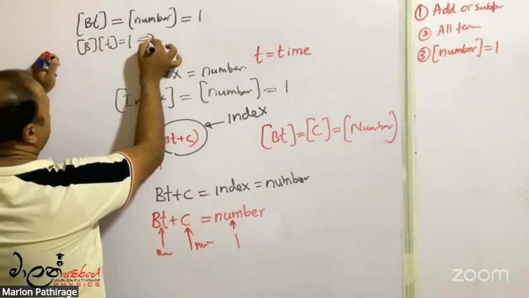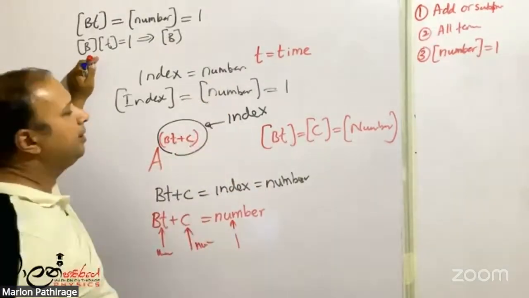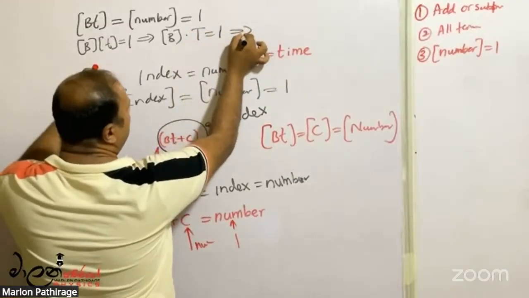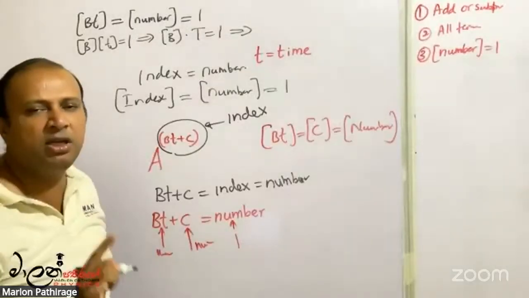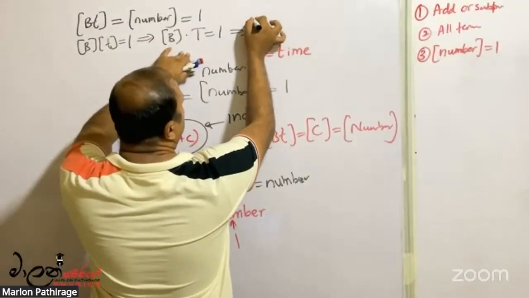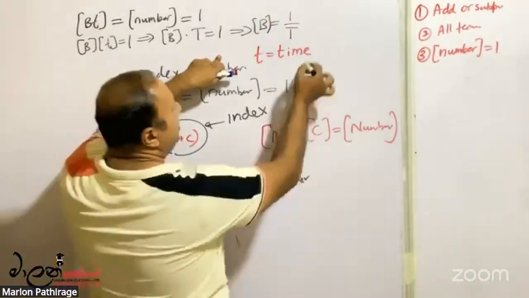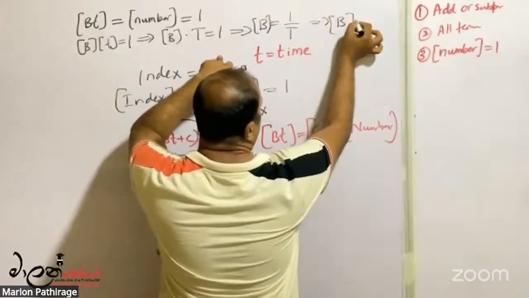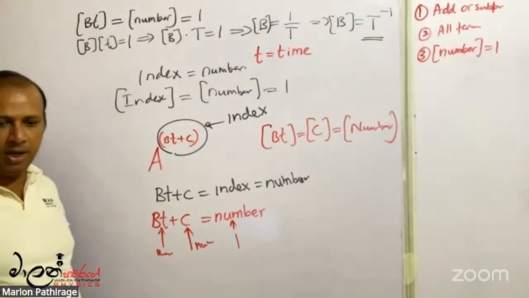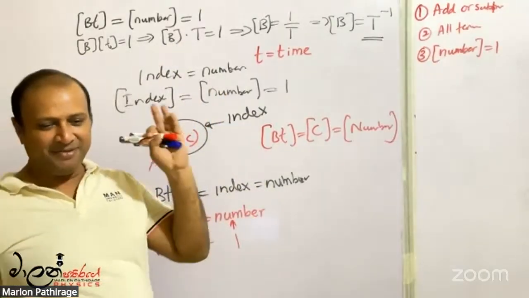That means the dimension of B into the dimension of T, where dimension of T is time, capital T, is equal to 1. That means if you make B the subject, the dimension of B is equal to 1 over T, that means B is equal to T to the power minus 1. The dimension of B is T to the power minus 1. Is that clear? If it is clear, please raise the hand.